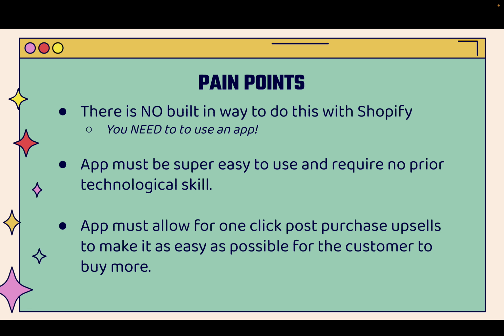Very, very easy to use. And it's super important to find an app that's very easy to use because you don't need to be a coder or a developer. You don't need to learn any programming in order to get this going. And most importantly, you want to find an app that's going to allow for one-click post-purchase upselling. This is the key here. One-click post-purchase upselling. Make it as easy as possible for the customer to check out and buy more. That's the name of the game. We want them to buy more. We want to make more money from them.